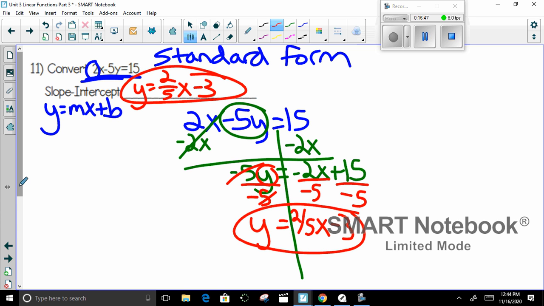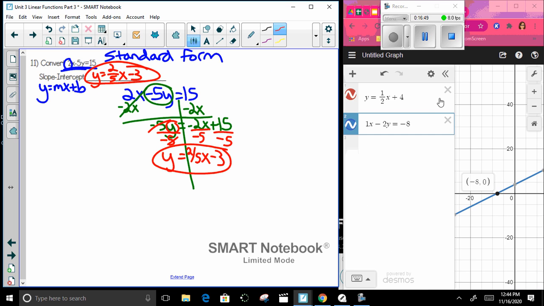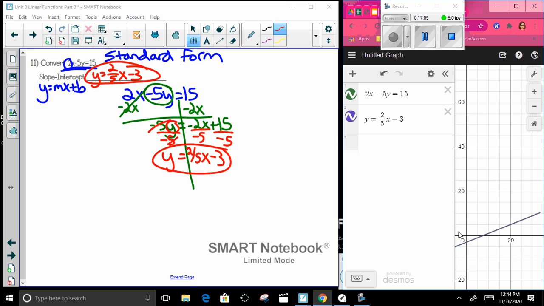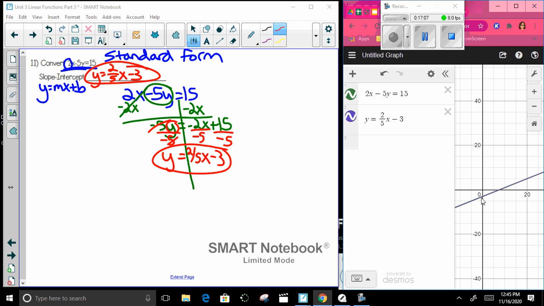Now let's check. Check my standard. Check my slope-intercept. How many lines should I see? Since they're the same thing, I should only see one line. And I do. I only see one line unless I see anything else, and it doesn't look like it. There's my y-intercept. There's my x-intercept. Remember, I could get a table if I'm on the slope-intercept form one, if I needed to. All right, go ahead and see what else you need to do. Let me know if you have any questions.